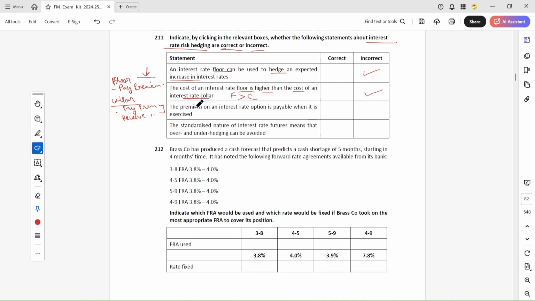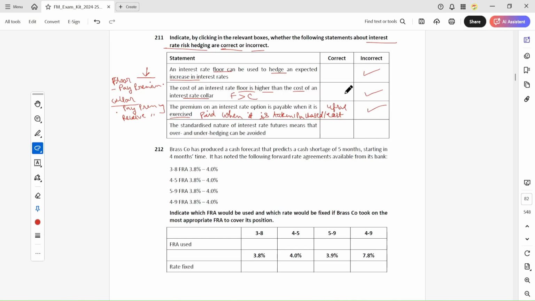Okay, the premium on an interest rate option is payable when it is exercised. No, it is paid when it is taken or purchased, not when it is exercised. So upfront cost, in option we have upfront cost. Okay, so this is incorrect as well.